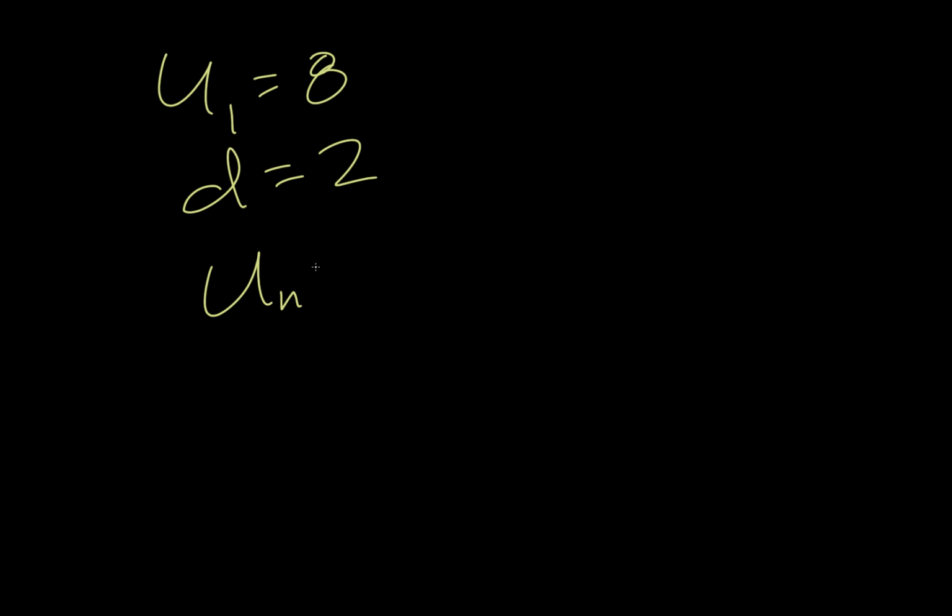Okay, now we're going on to example 27, and it says an arithmetic sequence has a first term of 8 and a common difference of 2. The sum of the terms in the sequence, so u n, equals 170. Find the number of terms in the sequence. So, the sum is 170. Okay, so we're given this information and it's asking us to find n.